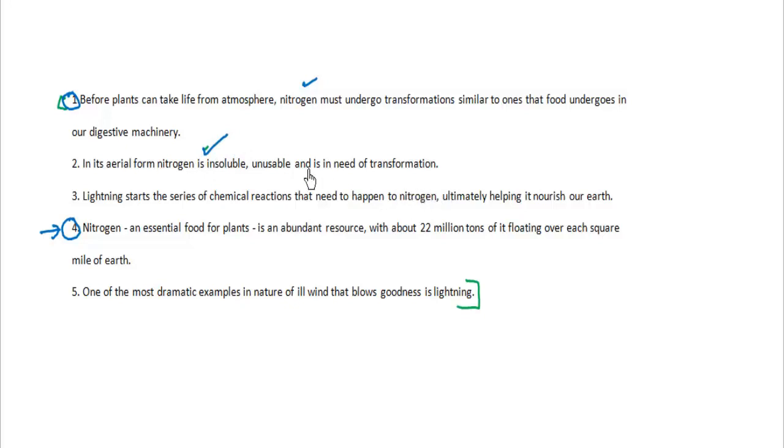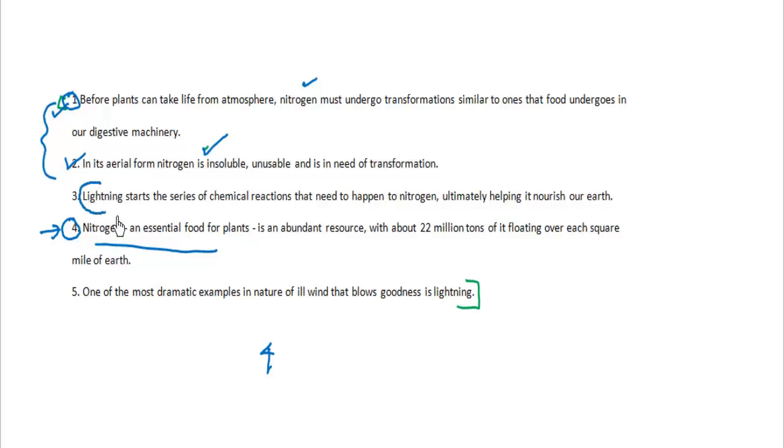So before we talk about nitrogen, before we talk about the aerial form, if you look at statement 1 and statement 2, they are basically talking about nitrogen and how it interacts in its nature. But then statement 4 introduces nitrogen. So it says nitrogen, an essential food for plants, is an abundant resource with about 22 million tons of it floating over each square mile of earth. So I get a feeling that first I must speak about nitrogen, right? And once I have spoken about nitrogen, I can speak about these two things.